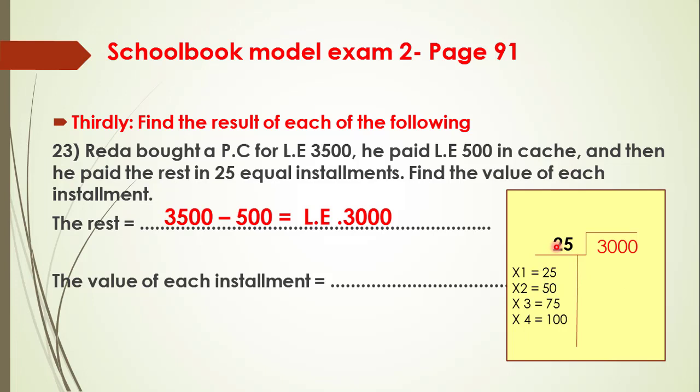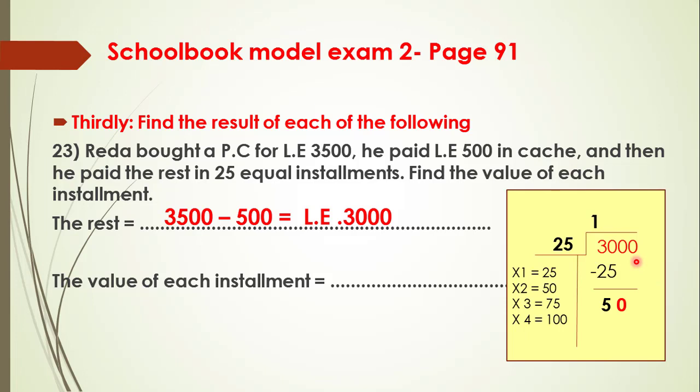Okay, let's start with two digits. 30 divided by 25. The nearest number is 25, so I write here 1. 1 times 25 is 25. Then subtract. 30 minus 25 is 5.